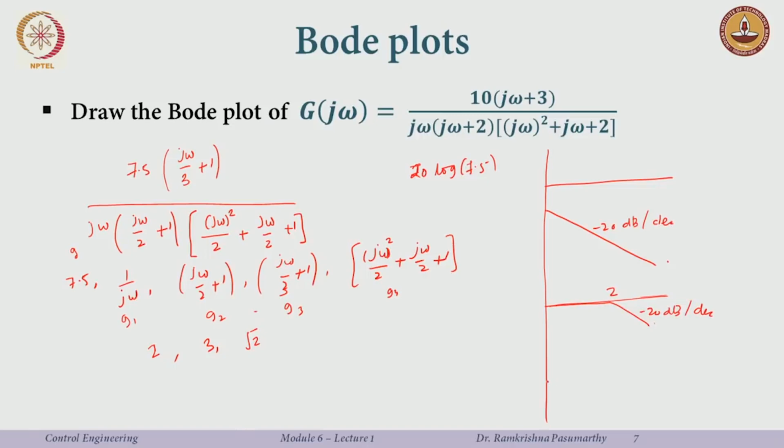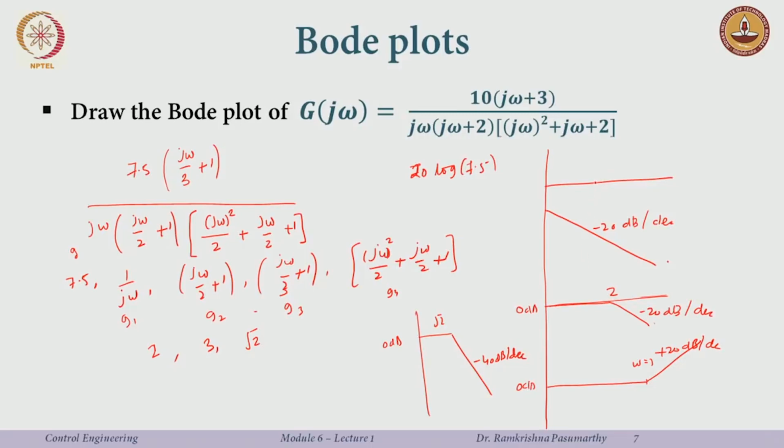Okay. Then for this one, j omega over 3 plus 1. So, I go till 3 and I go up at plus 20 decibel per decade, this is omega equal to 3. And then the last term, well, I do not have space left, so I will just draw it here. It will start at the 0 dB line, right. So, this is the 0 dB line for this one, and after a frequency of square root of 2, it will go at minus 40 decibels per decade.